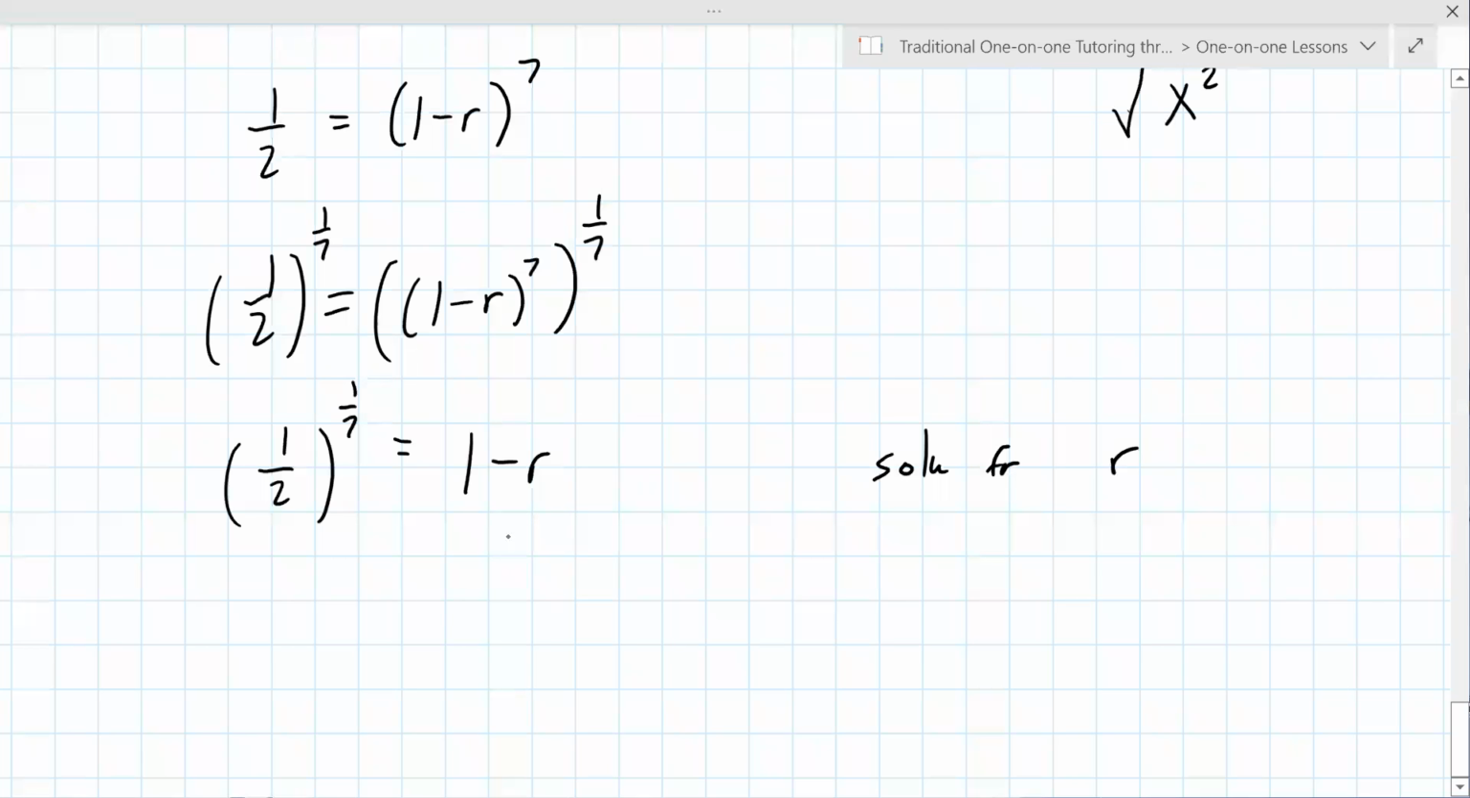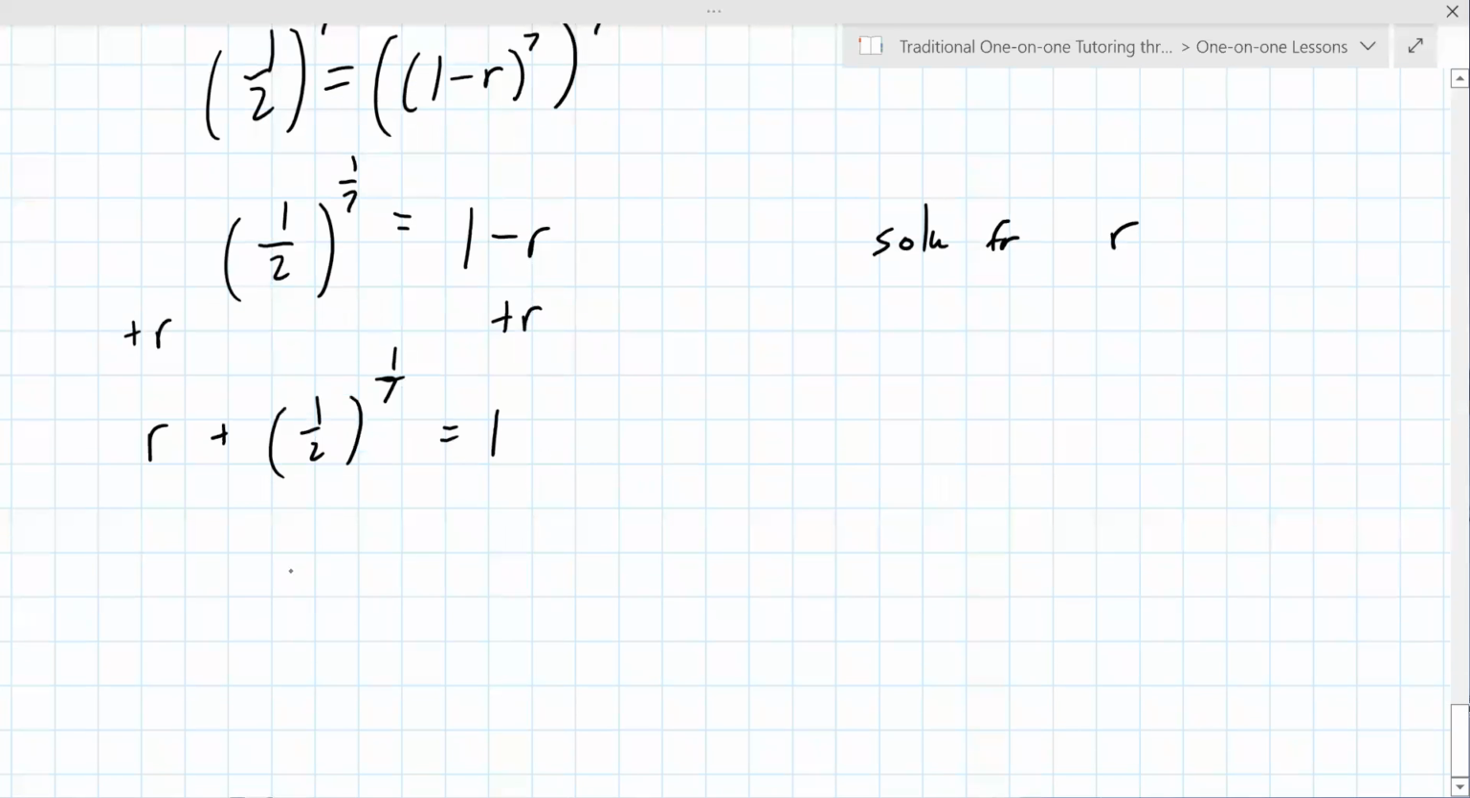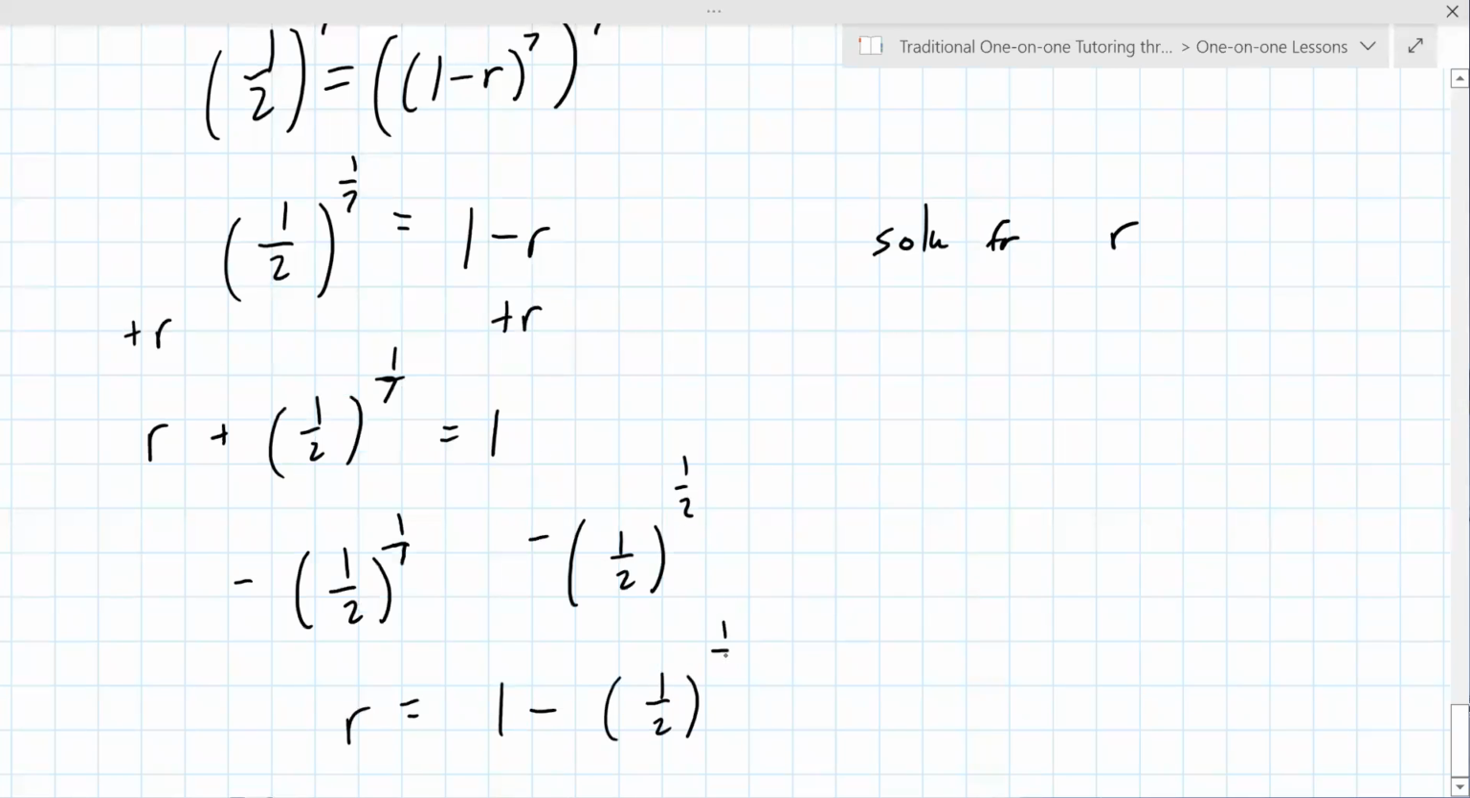So to solve for R, you're going to add R to both sides. So you have R plus 1/2 to the 1/7 power equals 1. And then you're going to subtract both sides by this 1/2 to the 1/7 power. So R is equal to 1 minus 1/2 to the 1/7 power. So if you've still got your calculator up, please calculate that for us.